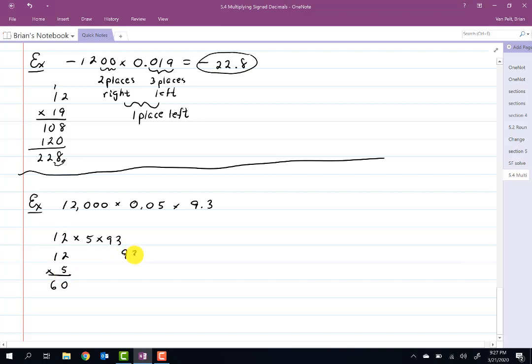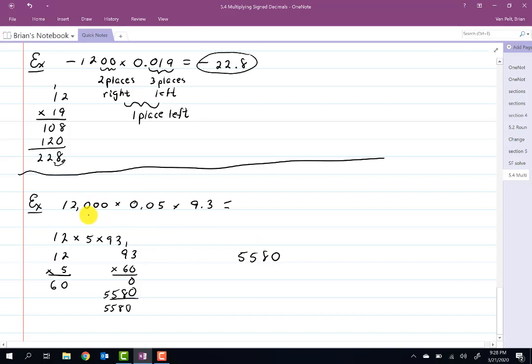I recommend if you have zeros in your number to put it on the bottom side, you'll do less work. As you'll see, my first row will be all zeros. Then I can immediately go to the next row. 6 times 3 is 18. Carry the 1. 54 plus 1 is 55. And then you just get 5580. So we're going to have 5580, but let's see how we did with our decimals.